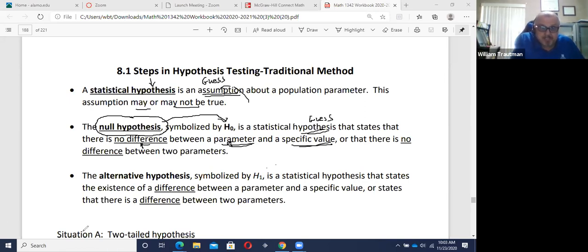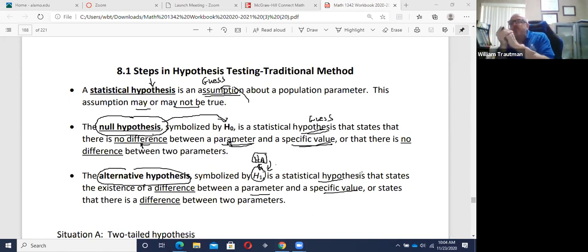Alternative hypothesis. I'm trying to get my pen back. Sorry. There we go. Alternative hypothesis is indicated by an H1. Sometimes it's an HA, but I think in this book we're using H1, just in case in the homework they use HA. The alternative hypothesis is HA or H1, and once again, it's a guess, but there is a difference between the parameter and a specific value. So the alternative hypothesis means there's a difference.